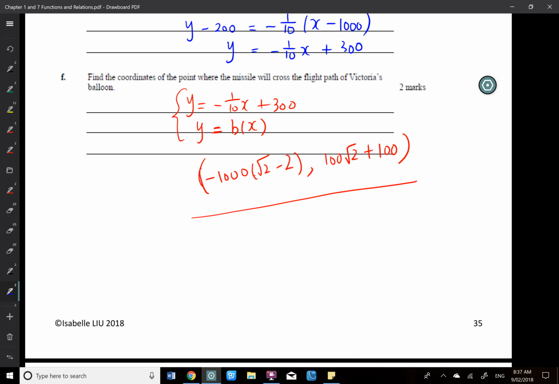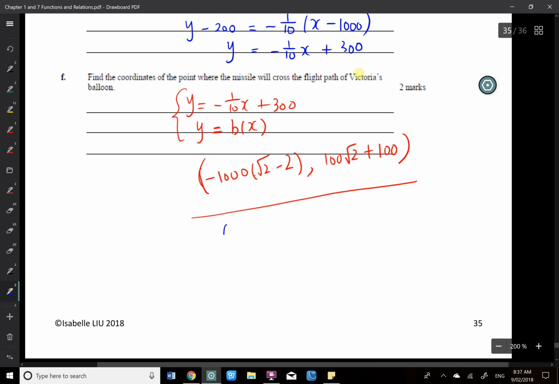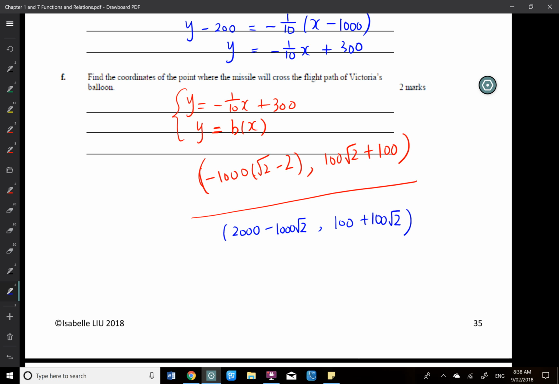So we have actually solved those two functions. We have solved out two values. And then we choose the value within the domain, which is this one, the minus 1,000. So if you expand that, it will become 2,000 minus 1,000 root 2, and that's 100 plus 100 root 2. So that's the coordinates. Because the question hasn't asked you to find the decimal, we keep the answer in the exact form. So that's the intersection between that point and the path.